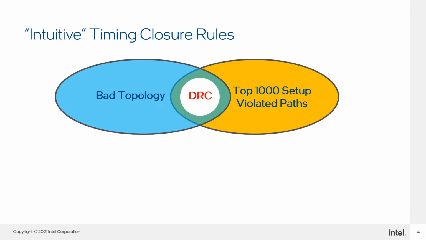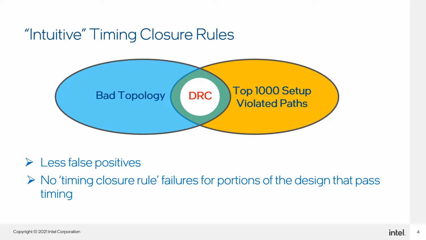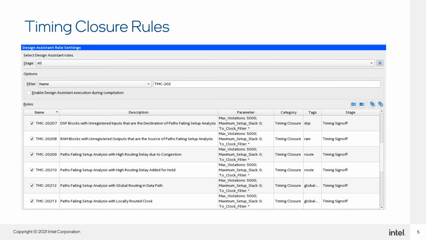What this means is that there will be less false positives because we are only getting the violations that cause timing failures in our design. In other words, there will be no rule violations for the portions of the design that pass timing. To enable these rules, simply filter the rule names by the alphanumeric ID that begins with TMC202.